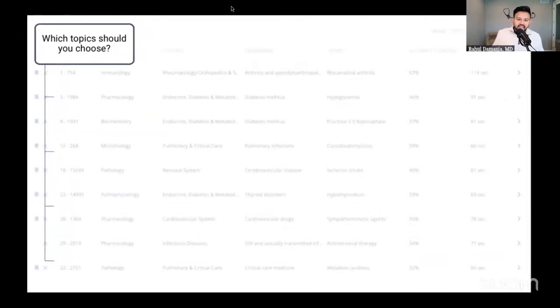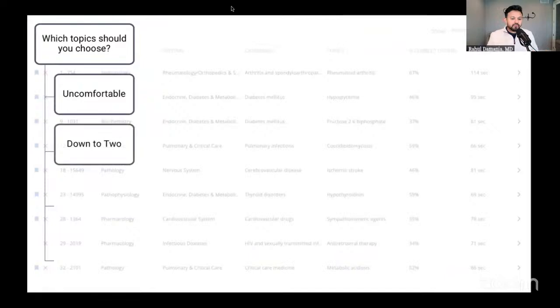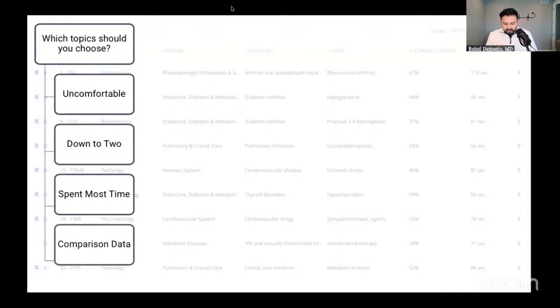So let's go ahead and go through this. What topic should I choose? Those that I was uncomfortable with, the ones I was down to 2 on, the questions I spent the most amount of time on, and comparison data based on percent correct of others. So your goal here is to pick 5 to 7 of these. Start with 5 and then move forward.